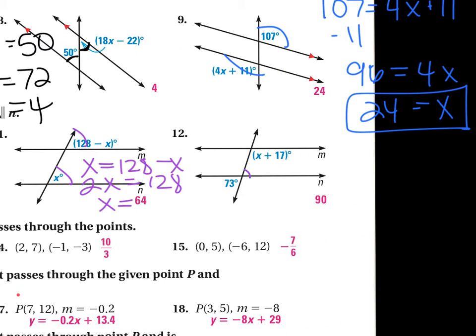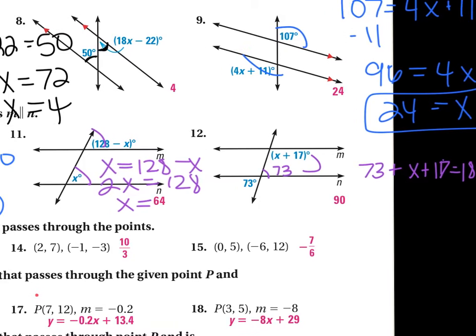12, 73 would go here, and then these would be same side interior. So 73 plus x plus 17 would equal 180, or consecutive interior, sorry. So combine your like terms here. That would be 90 plus x equals 180. Subtract the 90 and x would equal 90.